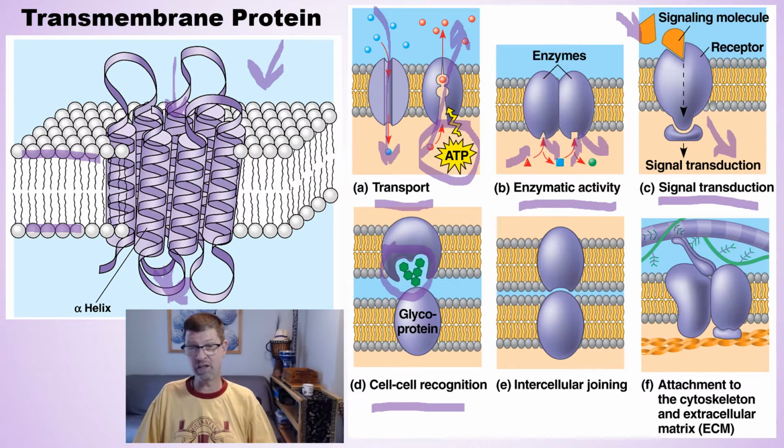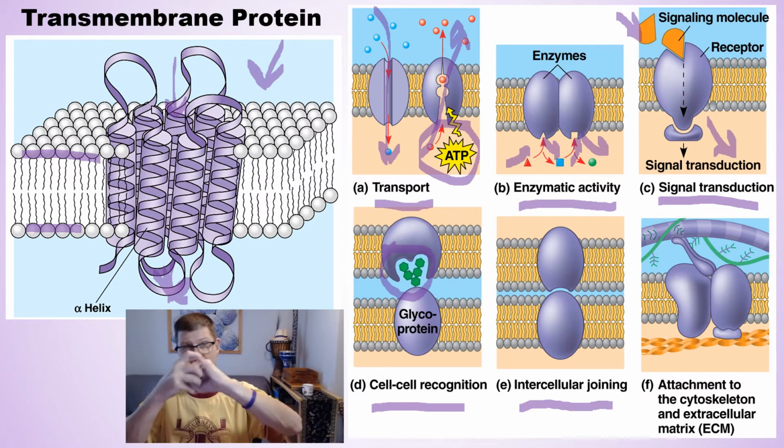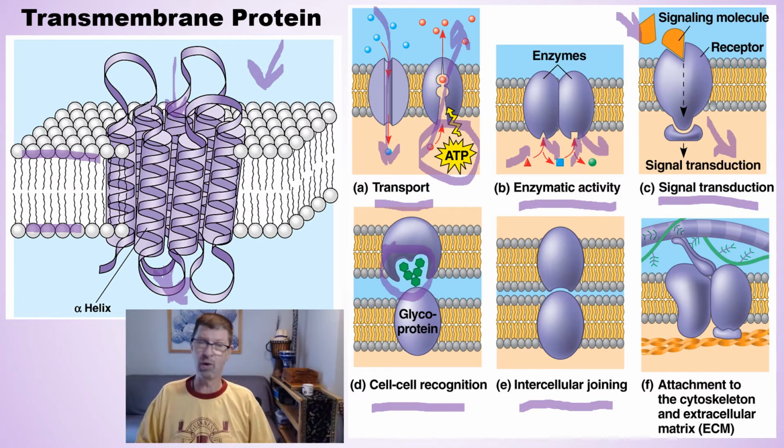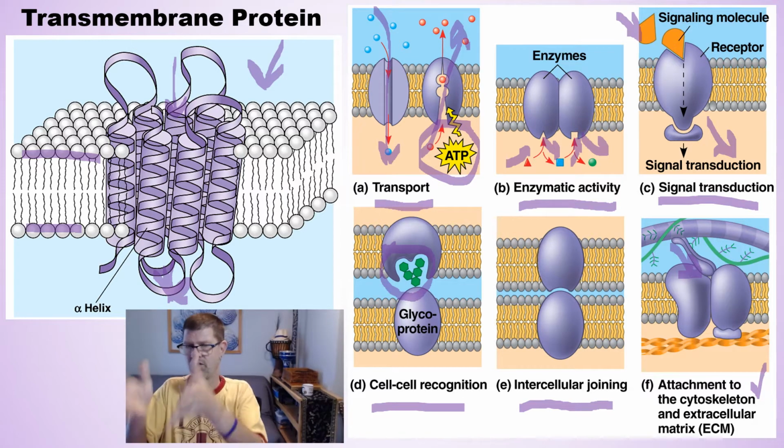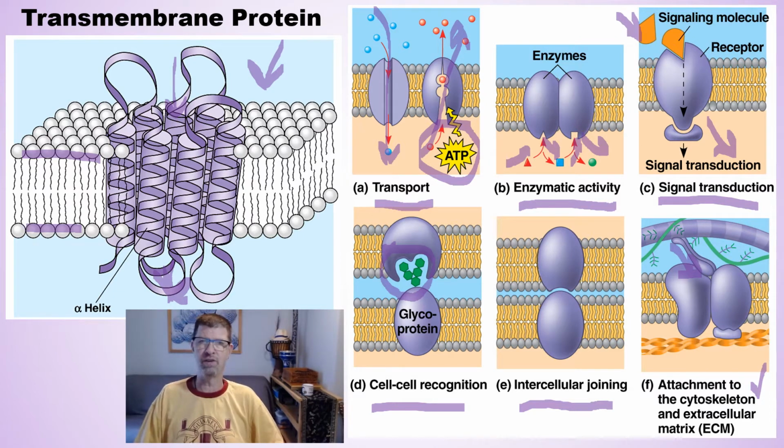The next is something we've talked about, intercellular joining in a tight junction or a gap junction or a desmosome, where the cells are clinging to each other. Proteins are involved in that. And then the last one is attachment to the cytoskeleton and extracellular matrix. Lots of cells in the body are attached to other tissues. They're attached to the walls of blood vessels or the skin or the muscle fibers. And you see that attachment usually happens in association with these transmembrane proteins. We've discussed some of those things as well. Anyway, six different types of functions, but a nice picture of the transmembrane protein.